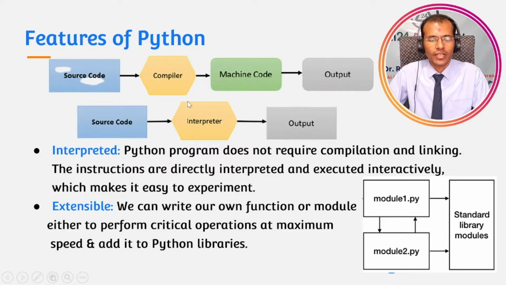The next feature of Python is that it is an extensible programming language. Now what is the meaning of extensible Python programming language? Means we can write our own functions or modules to perform critical operations at maximum speed, and we can add them to Python libraries. For example, here two modules are there, module 1 and module 2, right, and we can add these modules to the Python standard library. So this way we can extend the functionality of the Python library by adding our own modules. So that is the meaning of Python being an extensible programming language.